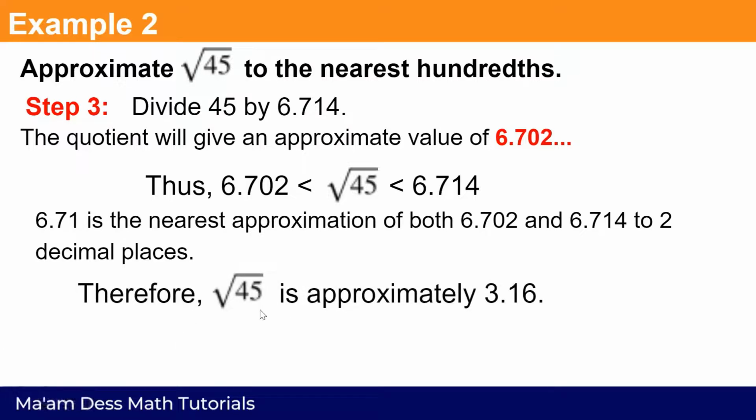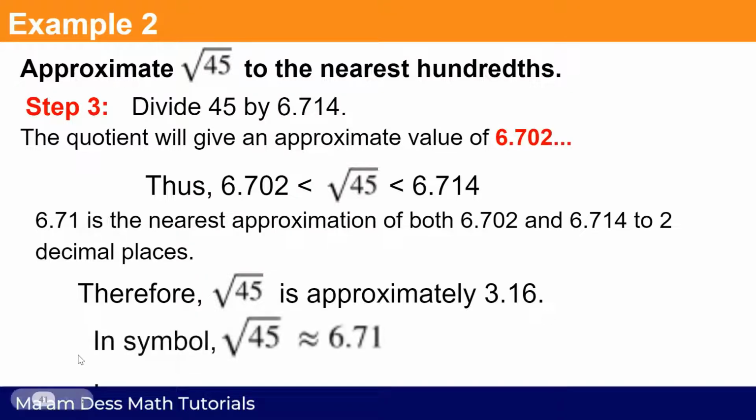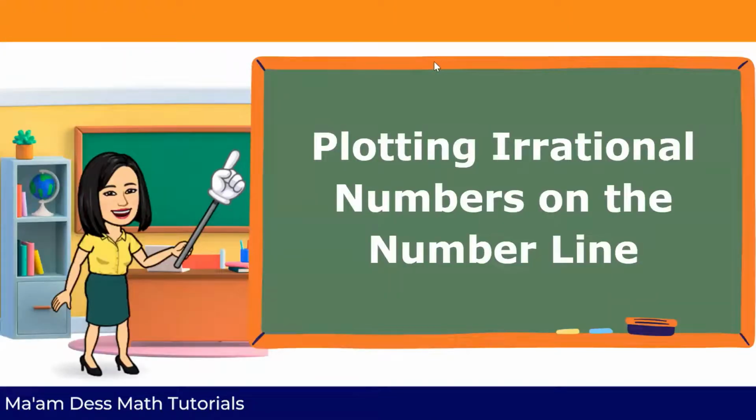So, therefore, square root of 45 is approximately 3 and 16 hundredths. And then, look at the answer in symbol. So, irrational numbers can also be plotted on a number line. So, pwede po nating i-plot ang irrational numbers on the number line.